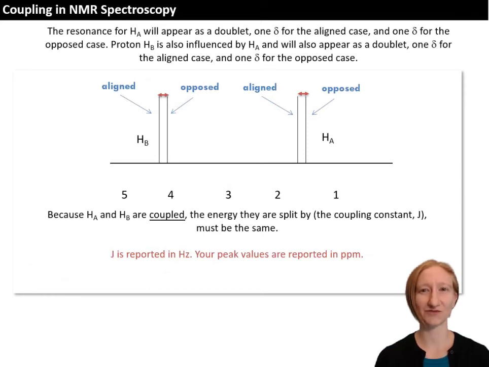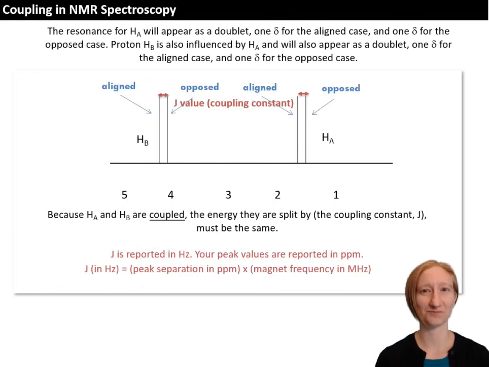And because it results from the interaction of HA with HB, the spacing between the lines, the coupling constant, must be the same in both of the peaks for HA and HB. We call that spacing, or that energy, the coupling constant, and it's reported in Hertz. Because the x-axis of the spectrum has units of parts per million, to convert the spacing in parts per million to the coupling constant in Hertz, we can simply multiply by the frequency of the magnet of the instrument that we measured the spectrum on.